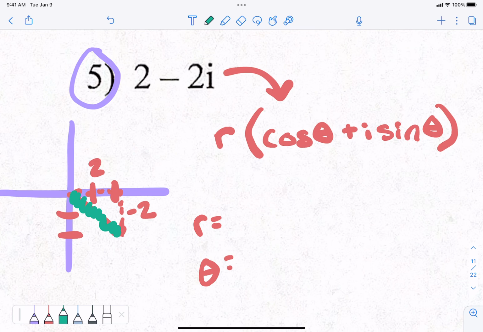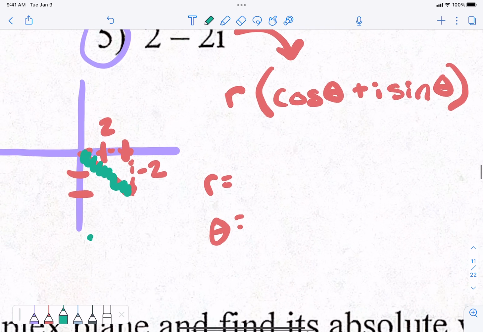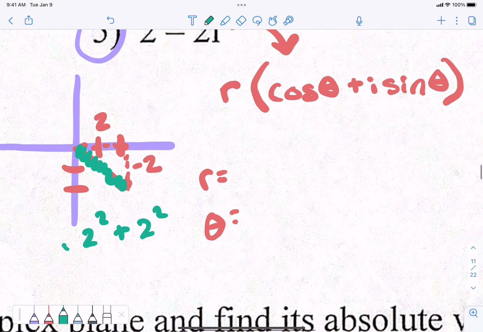It's just doing the Pythagorean theorem, right? Okay, so we do 2 squared plus another 2 squared. It doesn't have to be a negative 2. And we take the square root of that. Square root of 8. We're going to leave it as a square root of 8 because it doesn't come out nicely. So that's what my r is. Questions about that? No. Okay, now we just have to figure out what the angle is, right?